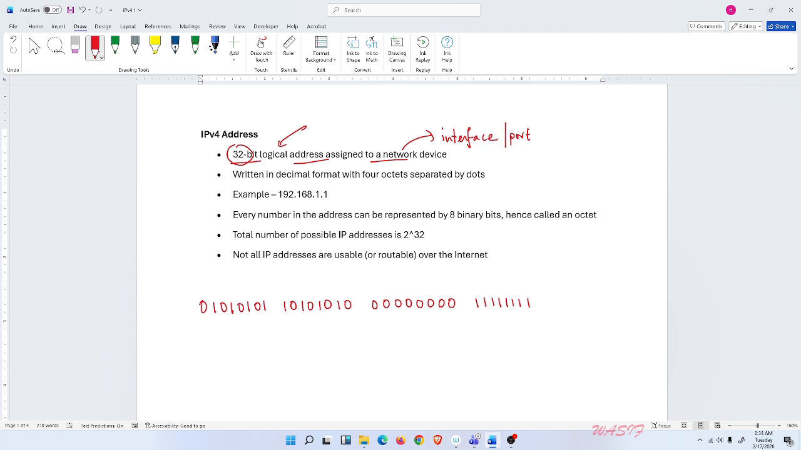If you look at here, it is written in decimal format with 4 octets separated by dots. Now, for example, 192.168.1.1. Look at here very carefully. This is binary format. And what is the decimal format? It will be something like this, 192.168.1.1. Let me write here the decimal format: 192.168.1.1.